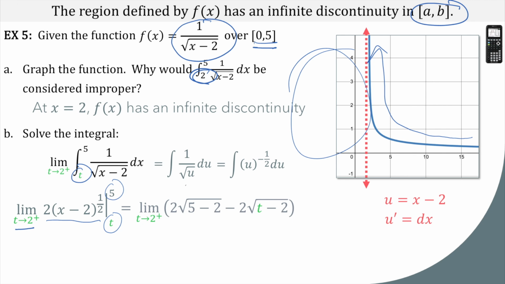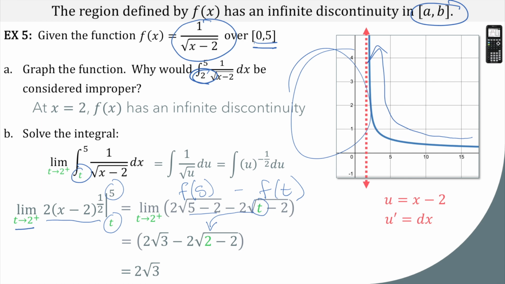So we'll plug in 5. We've got f of 5 minus f of t. Let's see, 5 minus 2, that's just 3. And then now we can do a direct substitution of 2 in for t. And 2 minus 2 is 0. So the final answer is just 2 root 3.